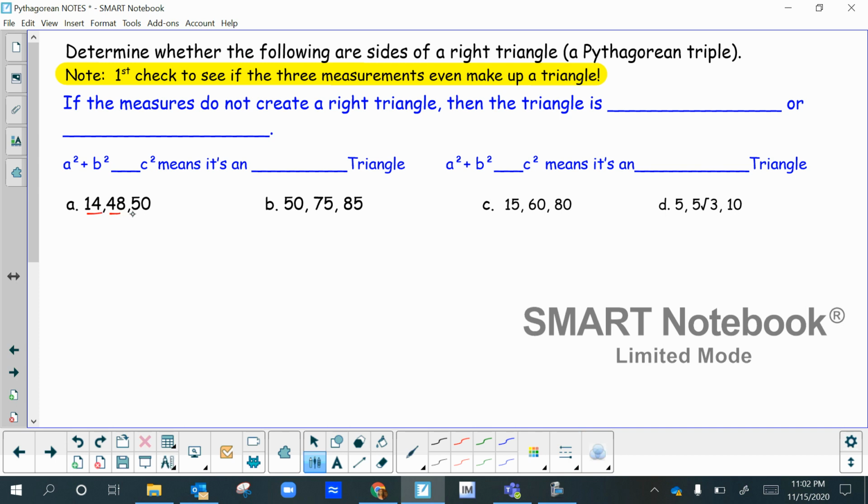And the answer is yes. So that one will make a triangle. What about this one? Yes, that's clearly way bigger than 85. What about this one? 15, 16.